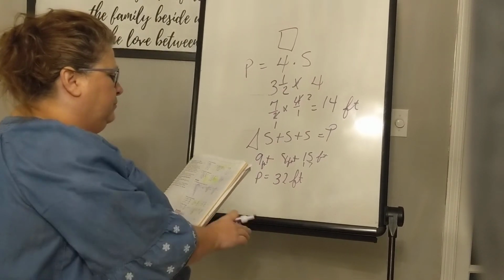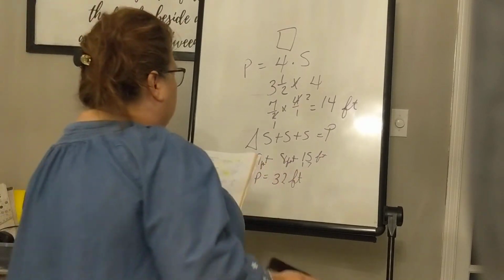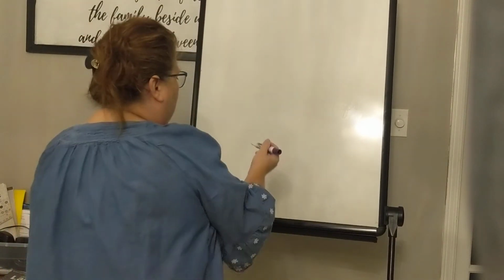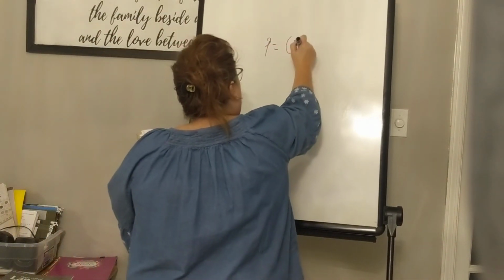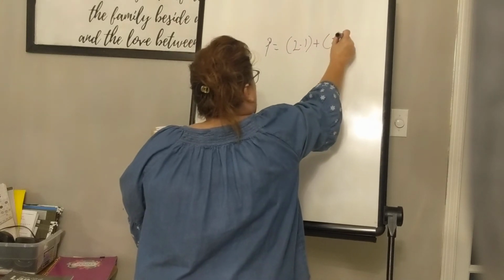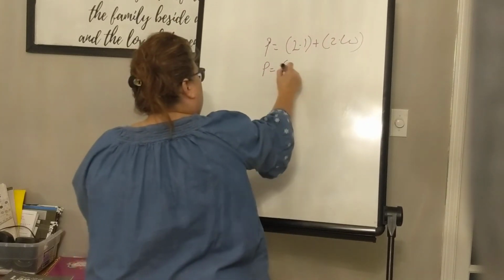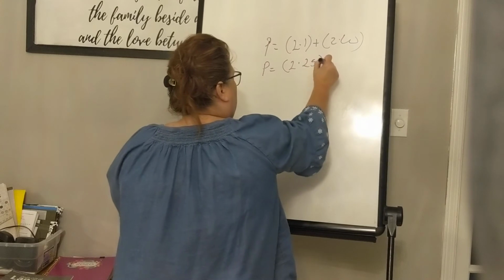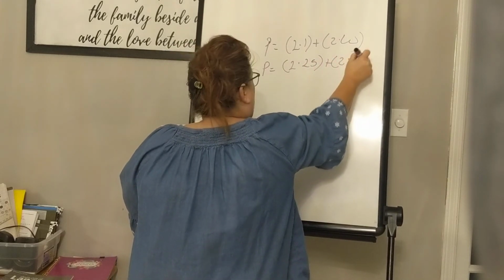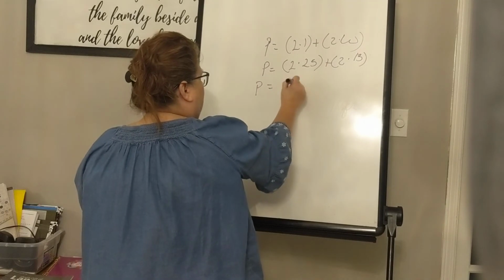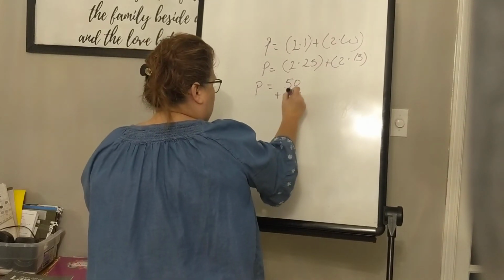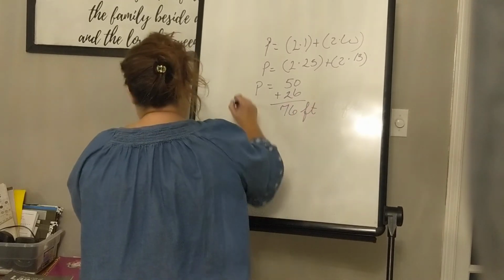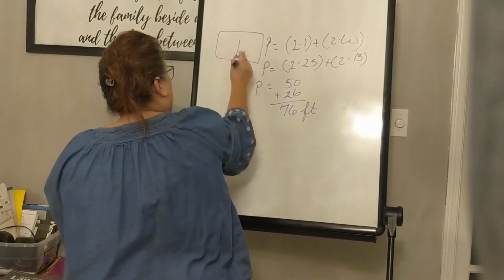And then our rectangle, we have 25 feet and we have 13 feet. So the perimeter of a rectangle is 2 times the length plus 2 times the width. So perimeter equals 2 times 25 plus 2 times 13. So perimeter equals 50 plus 26 equals 76, and these were feet. And that is of our rectangle.